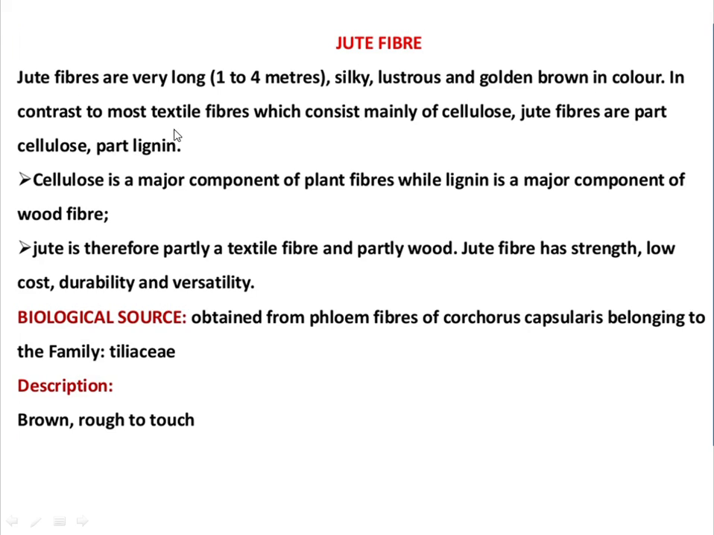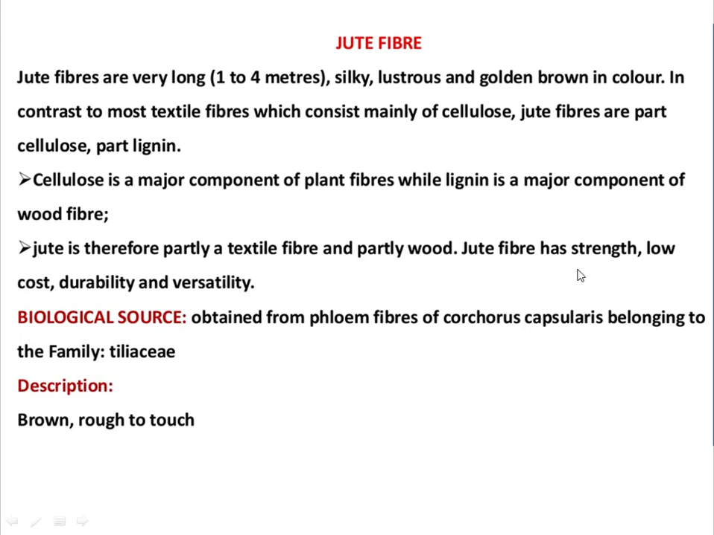In contrast to most textile fibers, which consist mainly of cellulose, jute fibers are part cellulose and part lignin. That means in most fibers, only cellulose is present in the maximum amount, whereas the jute fiber consists of two things, cellulose and lignin. Cellulose is a major component of plant fiber, while lignin is a major component of wood fiber. Therefore, jute is used partially in textile fibers and also as wood.